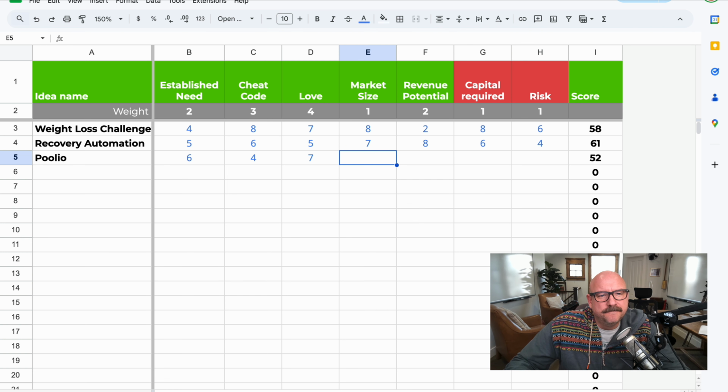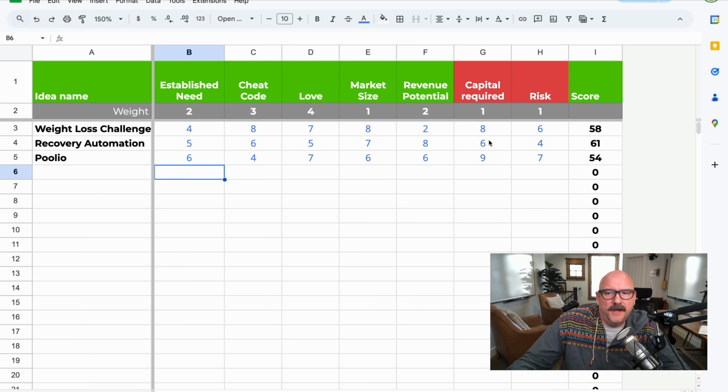Market size, pool owners, it's probably smaller than the other 2. I'll give it a 6. I think revenue potential could be high if we develop the right product. I'm not sure about willingness to pay. So let's just safely say 6. Capital required is going to be pretty high because it's hardware plus software plus shipping and logistics. And risk is pretty high because we're shipping chemicals, etc. I don't know. That's a pretty risky one.